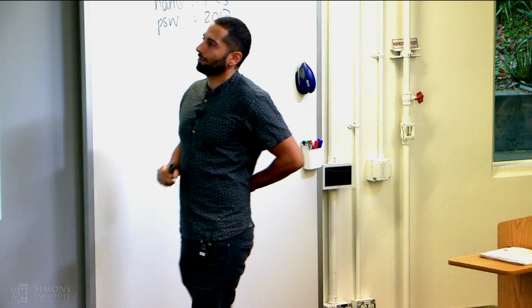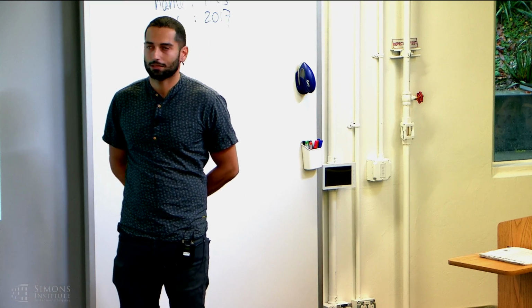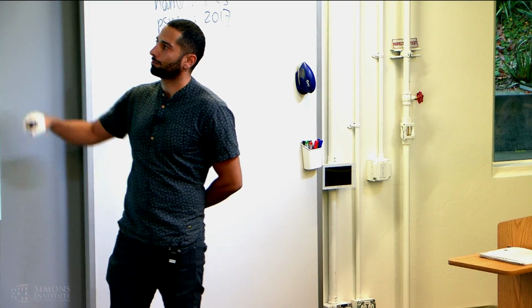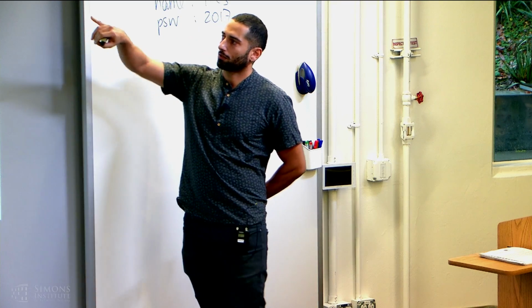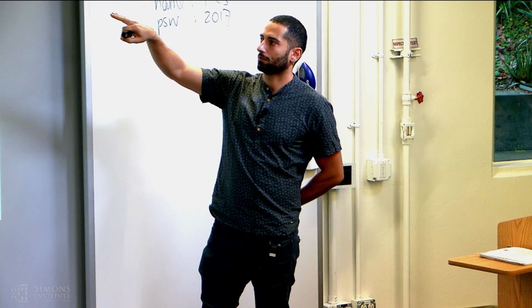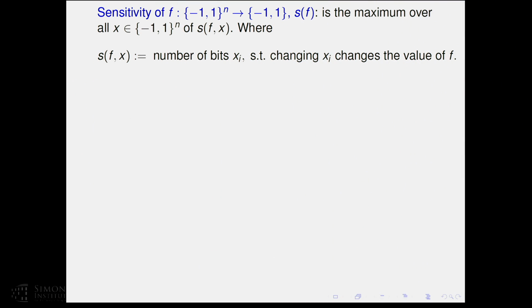Just to make sure that we're on the same page about what the sensitivity of f is, we are going to work with Boolean functions. Here it's more comfortable to work with {-1, 1}^n, but you can think of it as {0, 1}^n as well. The sensitivity of f is a measure of complexity of the Boolean function. It's the maximum over all inputs x of the sensitivity of f at x, where the sensitivity of f at the input x is simply the number of bits that matter for that input. So if I flip that bit, the value of f changes.